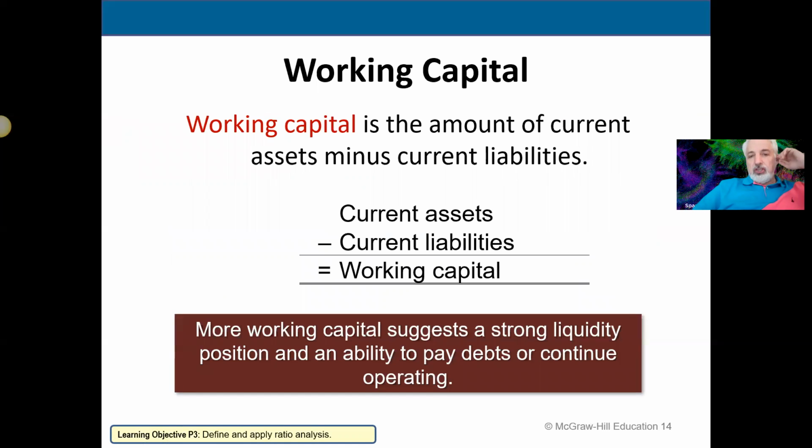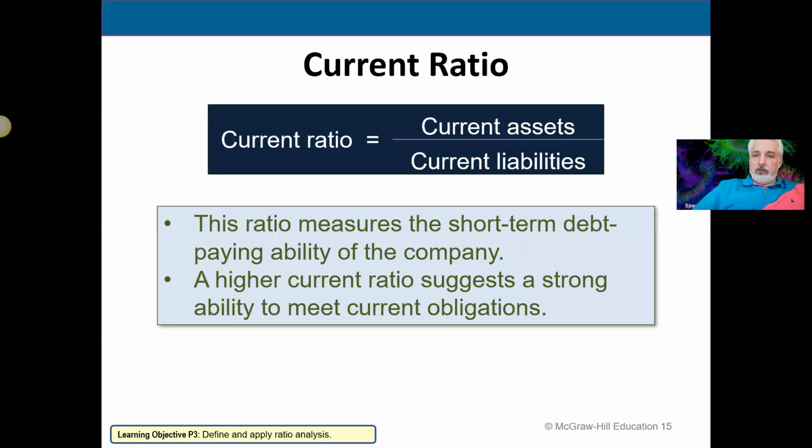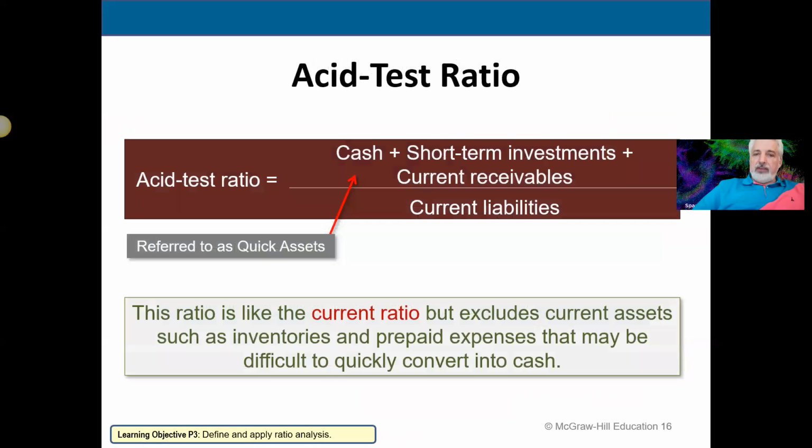Working capital is just taking a subtraction, current assets minus current liabilities, not the current ratio, which is current assets divided by current liabilities. There's our current ratio. Asset test pretty much excludes prepaids and inventory. It's the very, very liquid stuff. Banks use the asset test ratio. Why? Because they really don't know what the value of inventory is.